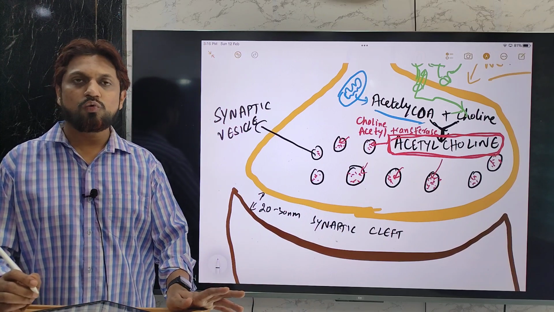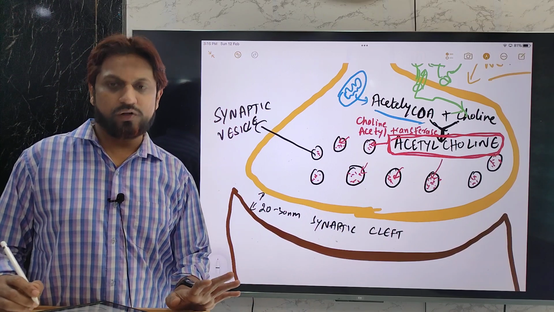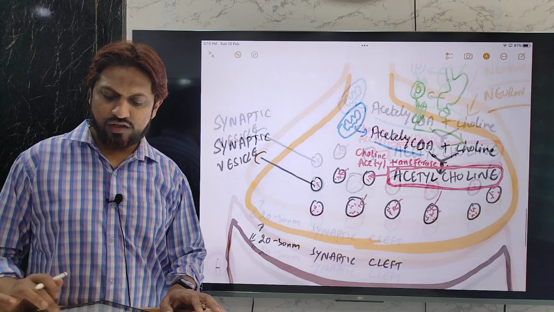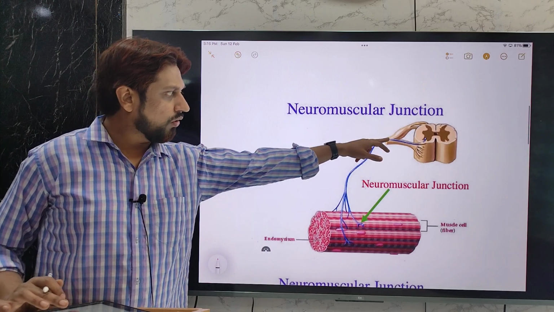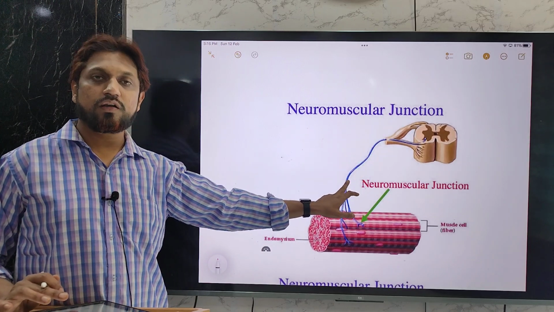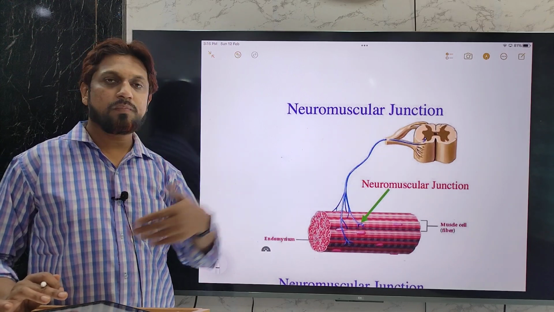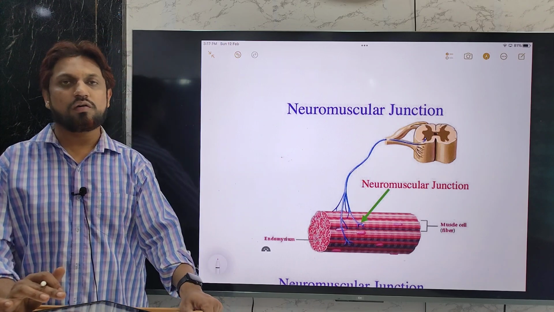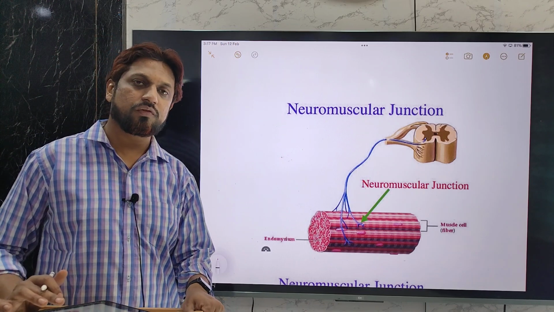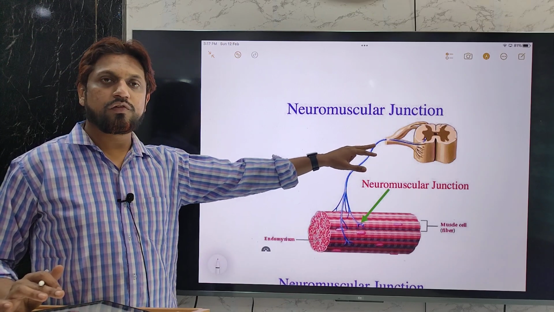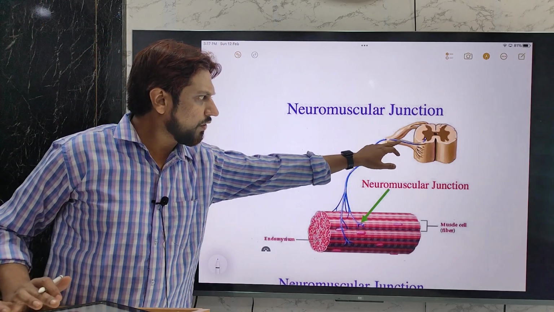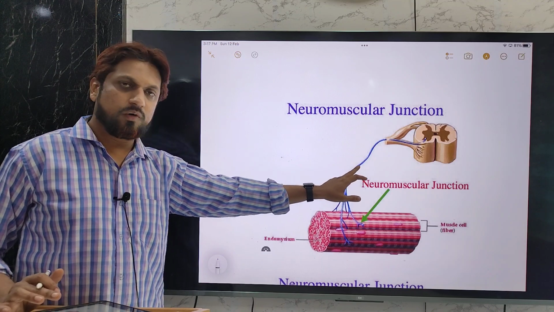Initially what will happen is the action potential of the nerve, when the neuron is depolarized. Those who don't know what the action potential of the nerve is, I request them to go back to my previous video on the action potential of the nerve, or just go to the playlist of neuromuscular physiology. You can find that lecture video on the action potential. So the action potential is basically the depolarization and repolarization.